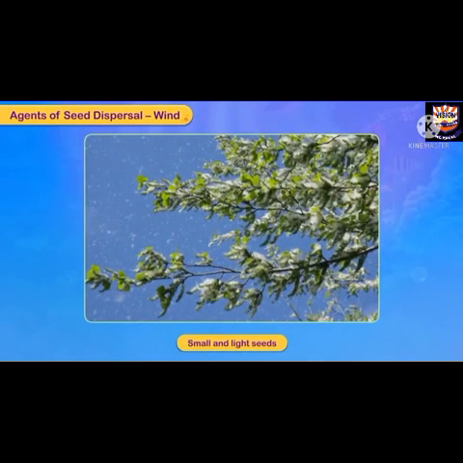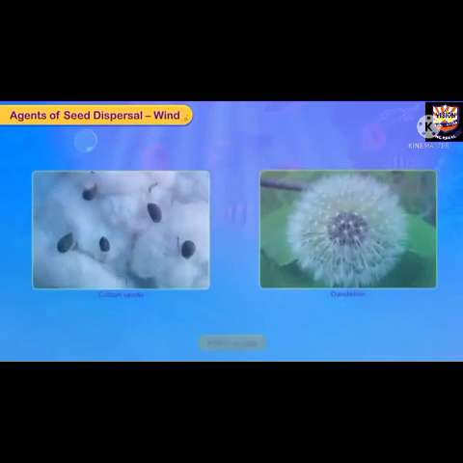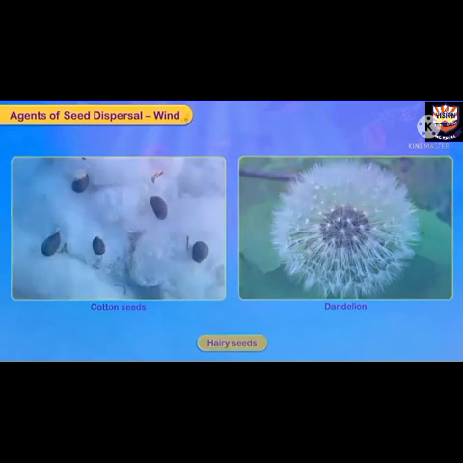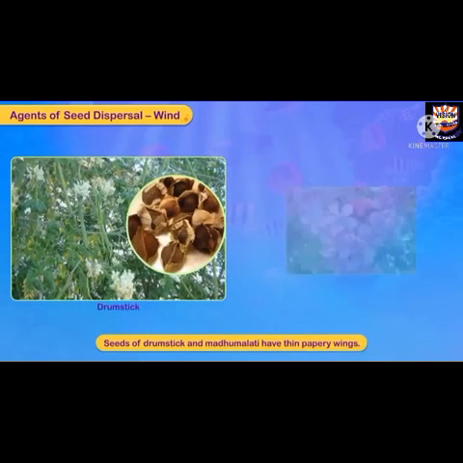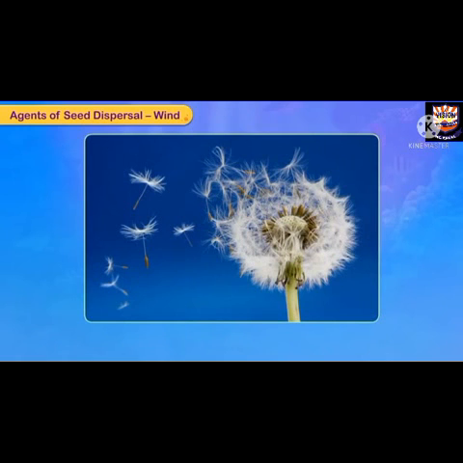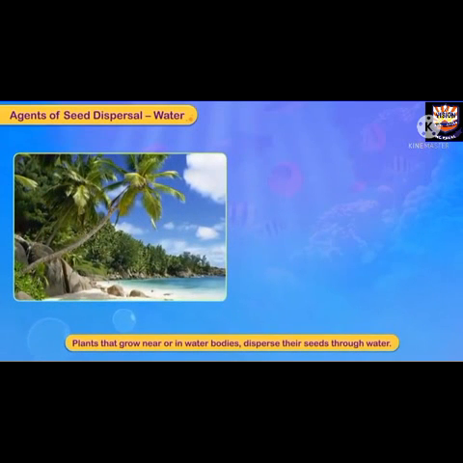The examples of small and light seeds are dandelions. Dandelion seeds are hairy in structure. Another example is the cotton seed. Seeds of drumstick and madhumalati have thin papery wings. Dandelion seeds, with their tuft of hair, catch the wind like a parachute.